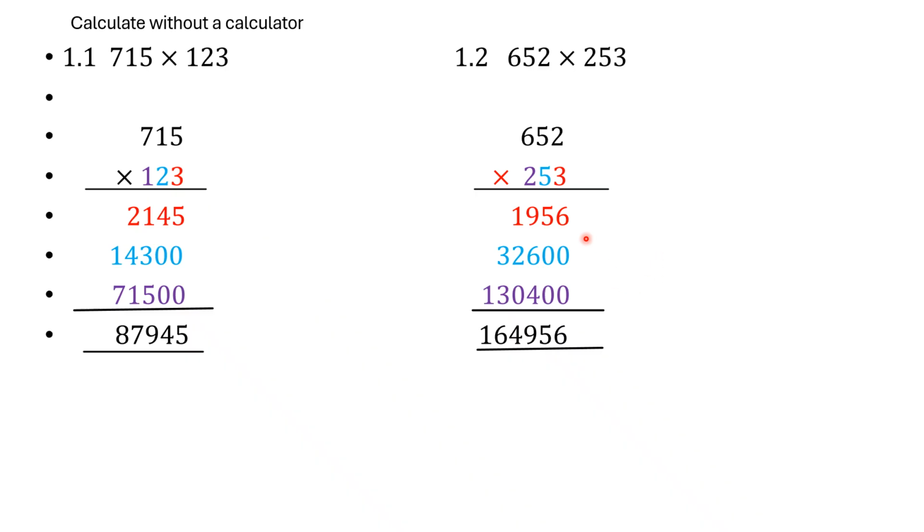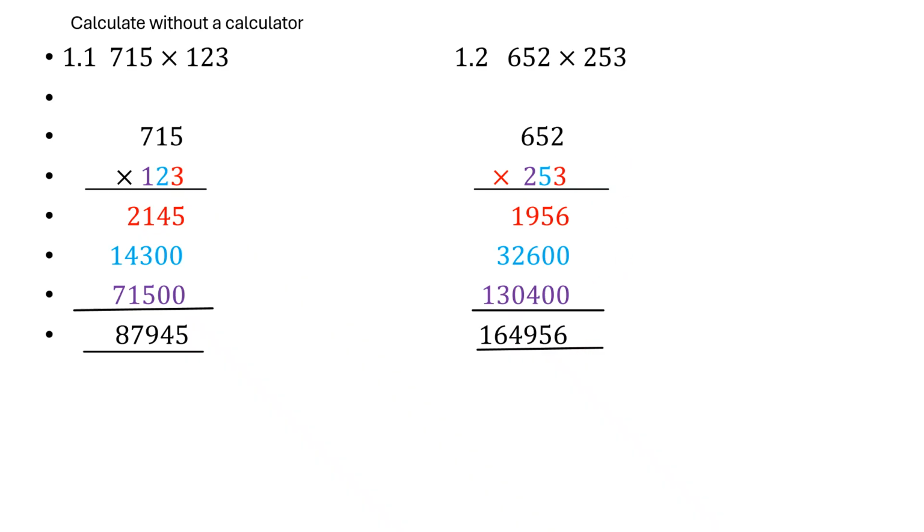Now addition. 6 plus 0 gives me 6. 5 plus 0 gives me 5. 4 plus 6 gives me 10. 10 plus 9 gives me 19. Take 1 over. 1 plus 1 is 2. 2 plus 2 gives me 4. Plus 0 stays 4. 3 plus 3 gives me 6. Carry the 1 down, so my answer there, 164,956,000. Alright, so that's multiplication.